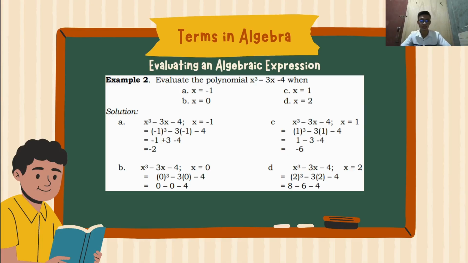Letter D, x cubed minus 3x minus 4, wherein x is equal to 2. 2 raised to 3 minus 3 times 2 minus 4. Let's simplify it further. 8 minus 6 is equal to 2. Minus 4 is negative 2. The answer is negative 2. On to the next slide.